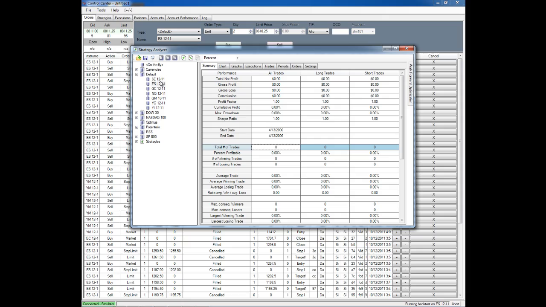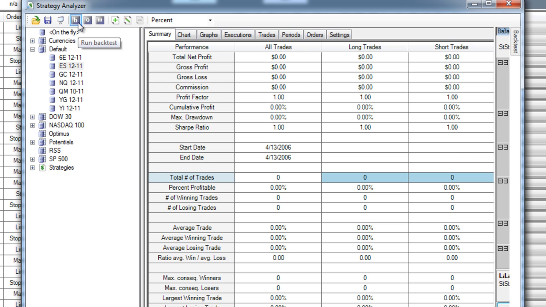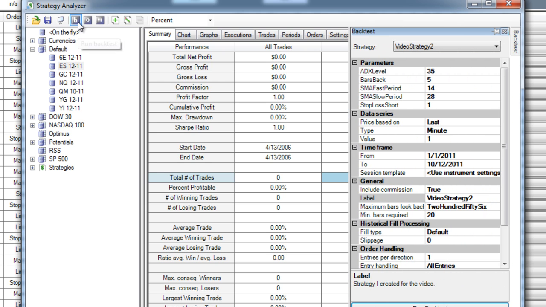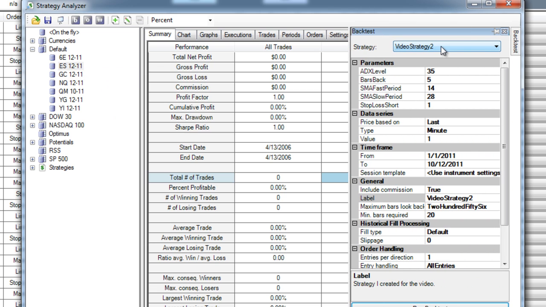Okay, let's talk about the backtester. The first thing we need to do is learn how to even backtest something. Over here we have a list of all our different instrument lists in NinjaTrader, including the default, which is the one that you primarily use. I'm going to choose the S&P 1211 contract, and I'm going to click the B up here for backtest. I can also right click it and go to backtest, and that'll do the same thing.